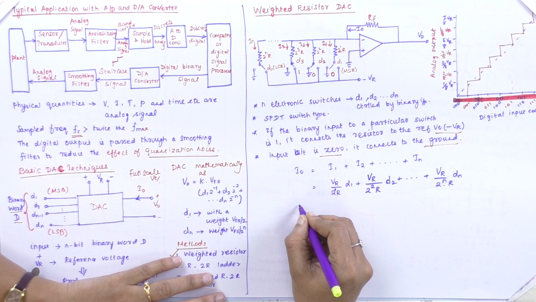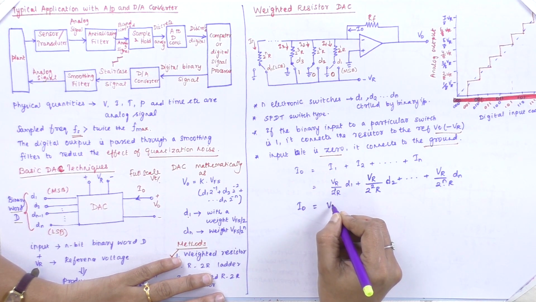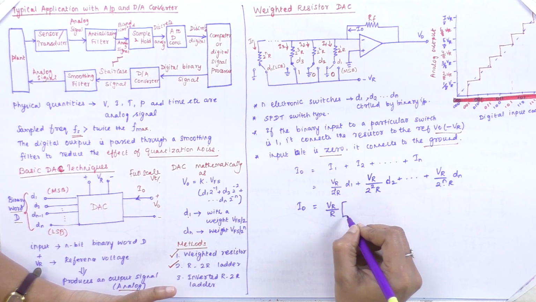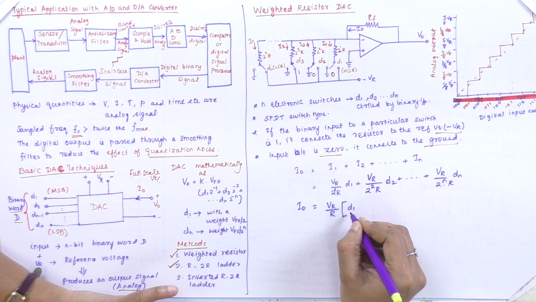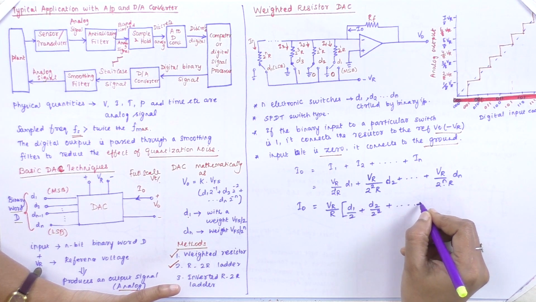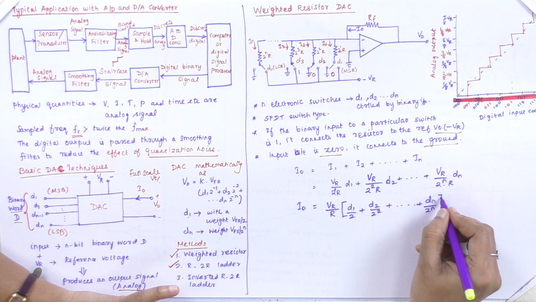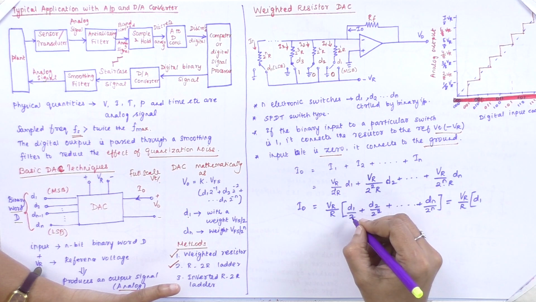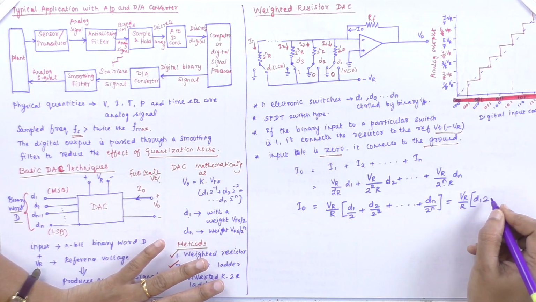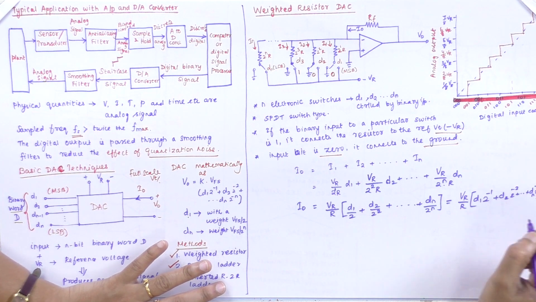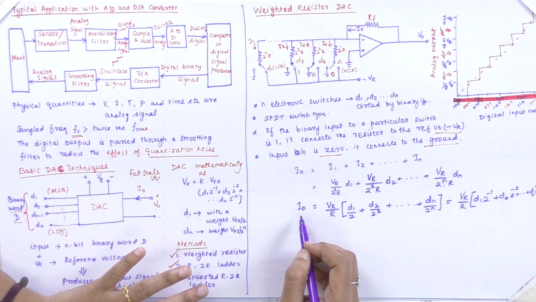So now I can write I0 as VR by R, times D1 by 2 plus D2 by 2 power 2, up to Dn by 2 power n. So this can be written as VR by R of D1, with the denominator 2 placed in the numerator as 2 power minus 1, D2 2 power minus 2, up to Dn 2 power minus n. This is the value of the output current I0.